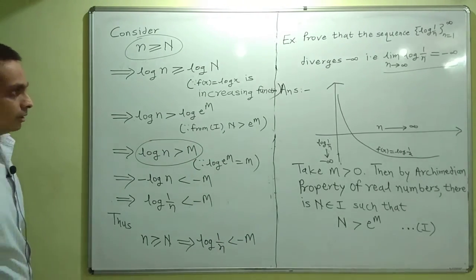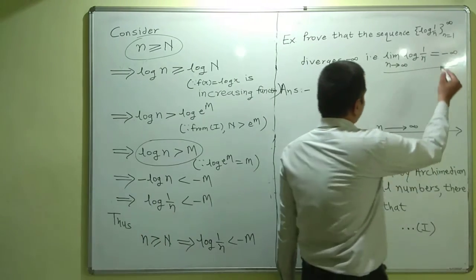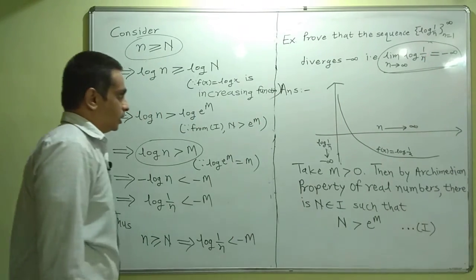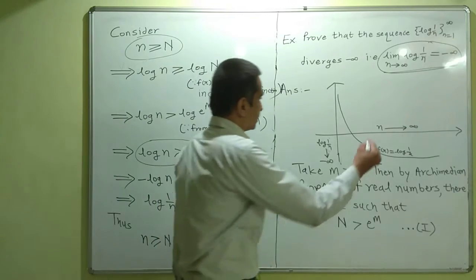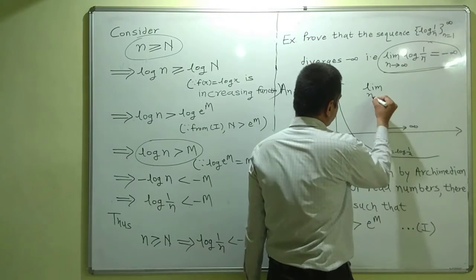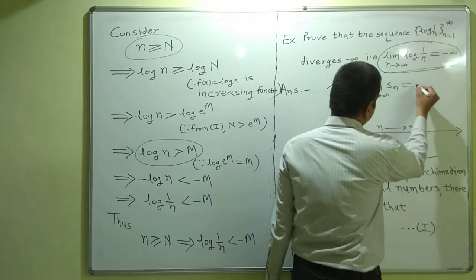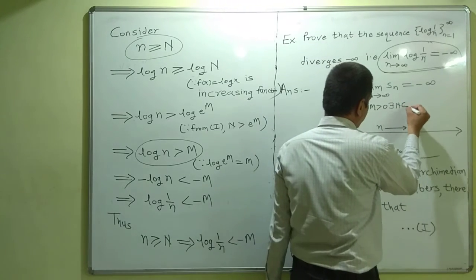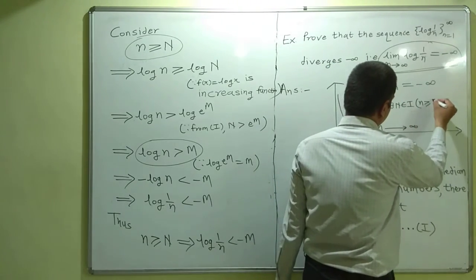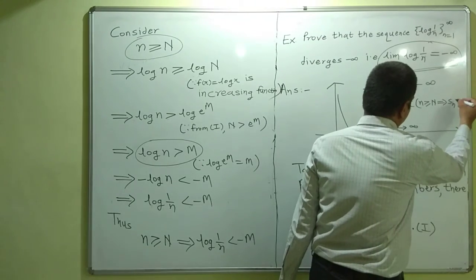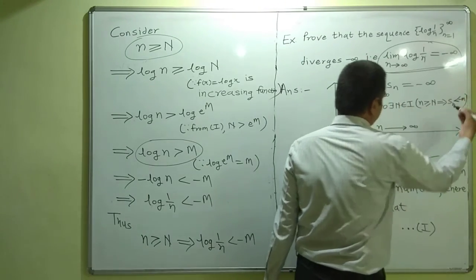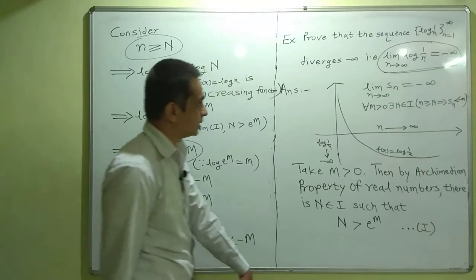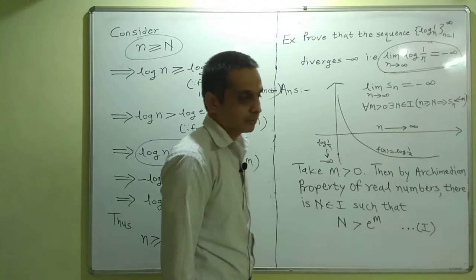So this proves our claim that the limit of log of 1 by n as n tends to infinity equals minus infinity. Recall that the limit of a sequence Sn is minus infinity if and only if for every m greater than 0 there exists N belonging to the natural numbers such that if n is greater than or equal to N then Sn is less than minus m. You recall this, and the same thing we have proved here. What is Sn? Log of 1 by n, and it is less than minus m.